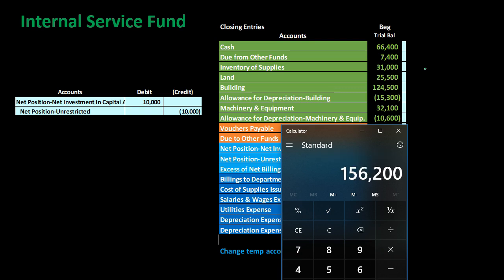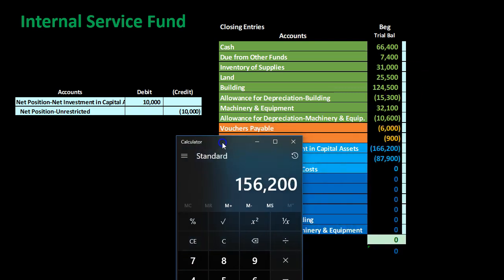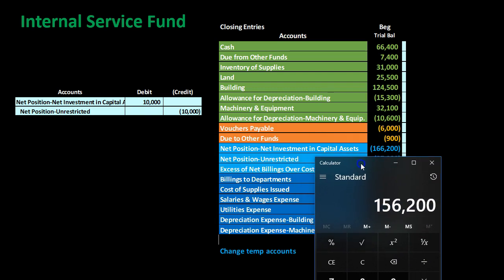That gives us the $156,200. Now we're going to compare that, and we're going to make this number equal to the net position number. So I'm going to subtract the $166,200. And that means we need an adjustment of $10,000 to get down to what would be equivalent to the amount in property, plant, and equipment, the capital assets.